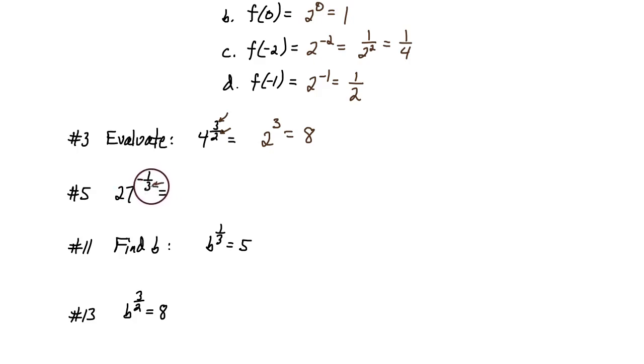Number 5, we could type this in a calculator, but we don't have to. Apply the meaning of that denominator right there first. What is the cube root of 27? That makes a 3. And then we can go to the negative 1 power, which is 1/3.